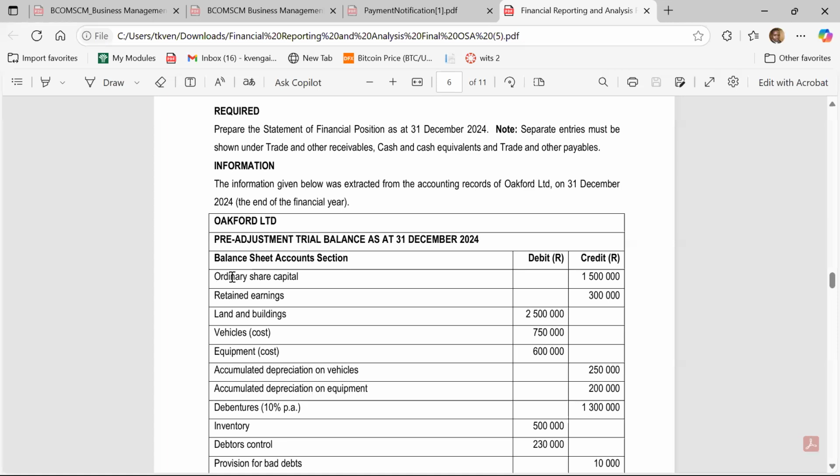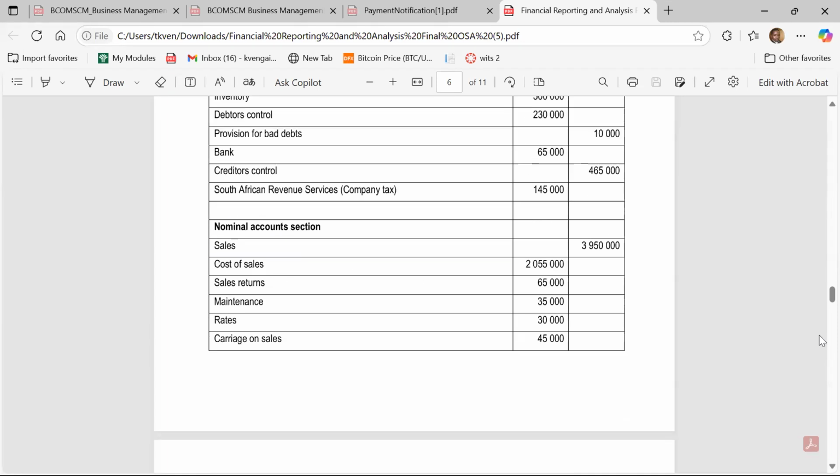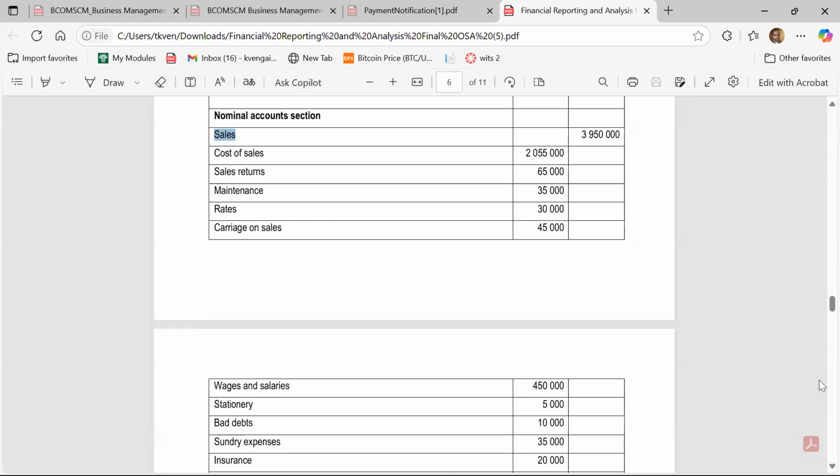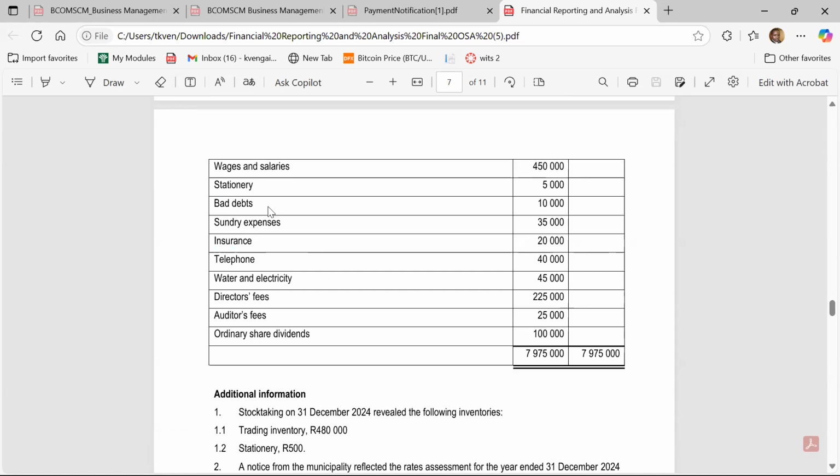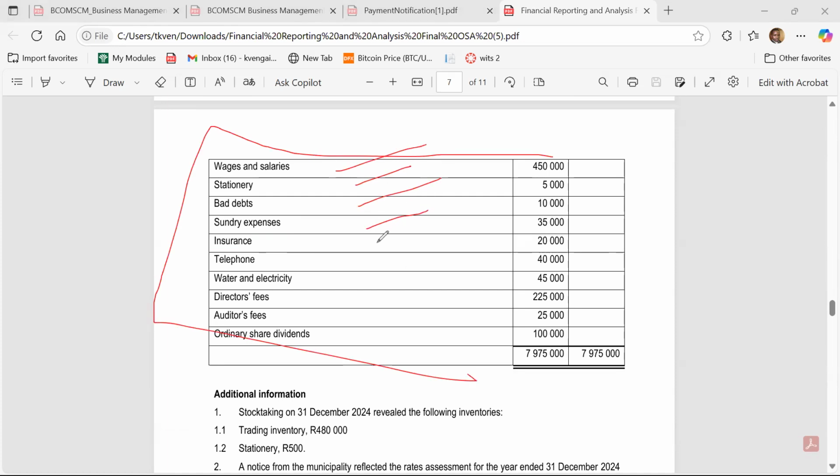When you see this word, ordinary share capital, you know what it means. When you see this word, sales, you know what it means, so you don't get confused about why I'm talking about this. So you already know, okay, James, you told me that rates are expenses, carriage on sales are expenses, bad debts are expenses. Just looking at this, you can already tell that this is an expense, this is an expense, and so on.